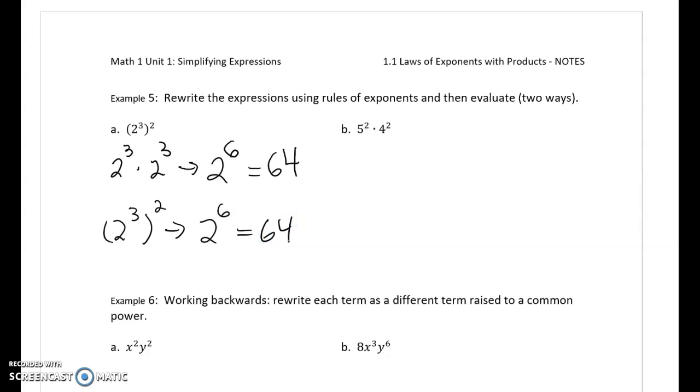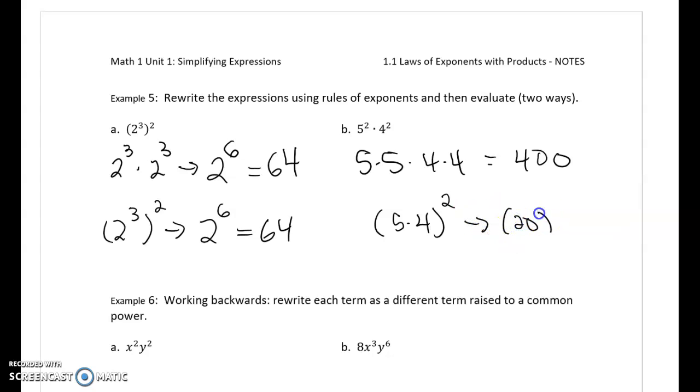All right, part B, a couple ways we can do this. We can just go ahead and expand. 5 squared is 5 times 5. 4 squared is 4 times 4. Do the multiplication and we get 400. Or we can rewrite this. Let's do that reverse distributive property. I'm going to put those bases together in one parentheses, bring out the 2 as an exponent. So now I have 5 times 4 in parentheses, which is 20. Then 20 squared is also 400.